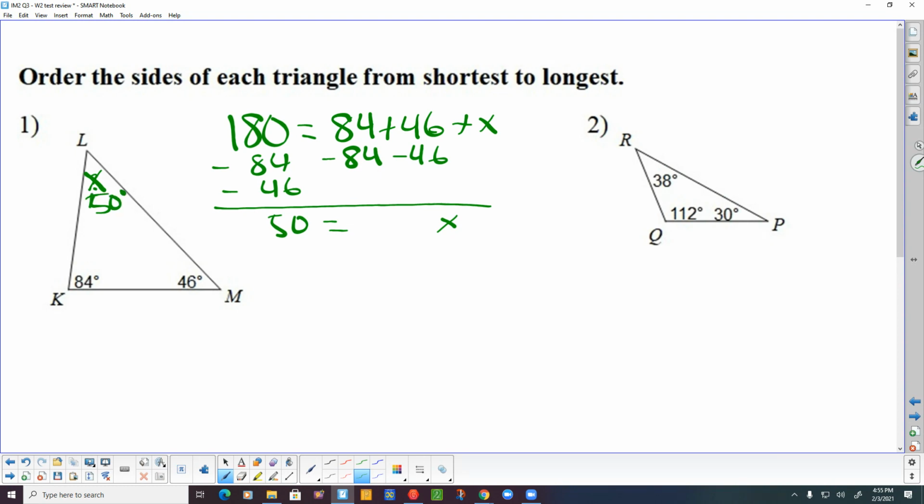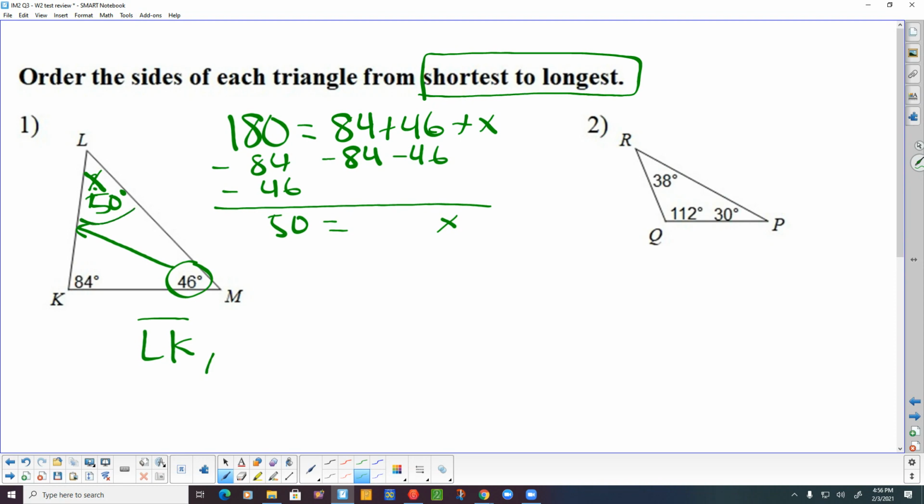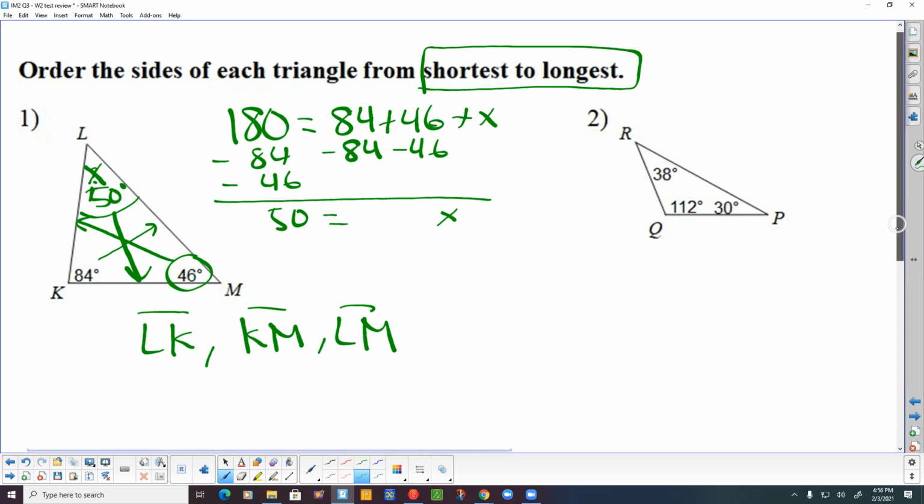That's 50. Now, order the sides from shortest, right? It says here from shortest to longest. You should have written sides from shortest to longest. Here's my shortest side, smallest angle. Shortest side is LK. Medium is here, KM. And then the longest one will be LM. I want you to do the same thing for number 2. That will be in the Ed puzzle.